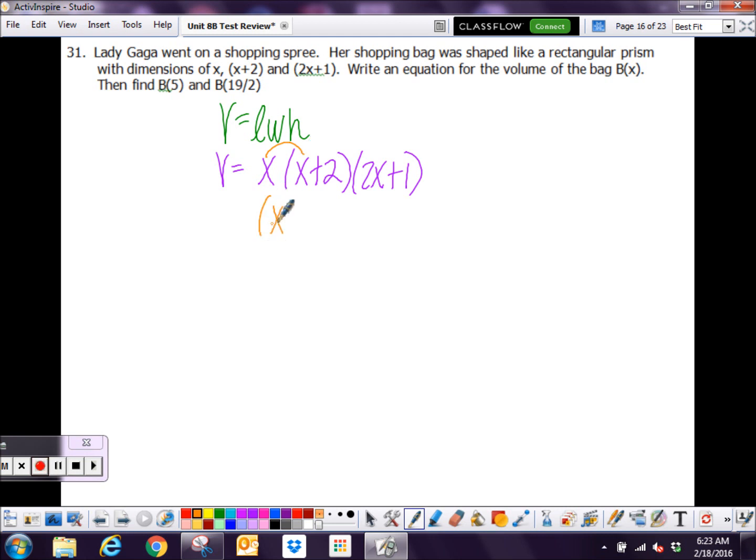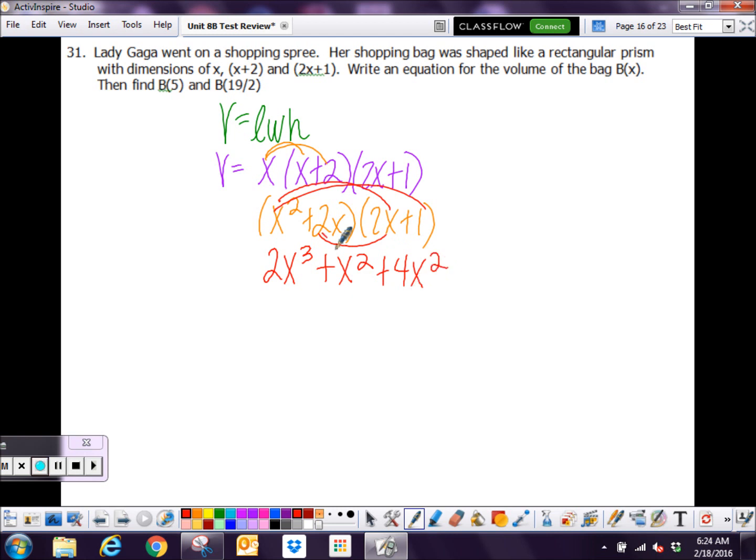So that gets me x squared plus 2x. And I still have 2x plus 1. Now I'm going to have to FOIL this. So I have x squared times 2x. That gives me 2x cubed. x squared times 1 is x squared. 2x times 2x is 4x squared. And 2x times 1 is 2x. I'm going to simplify this.